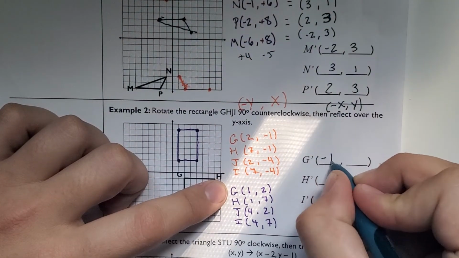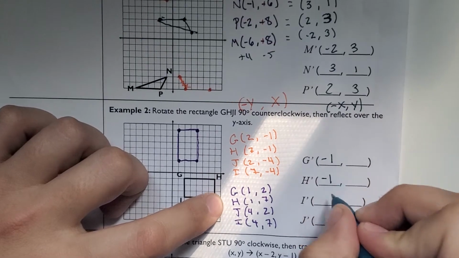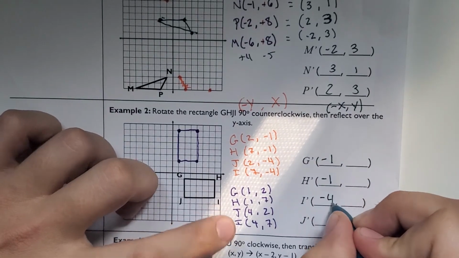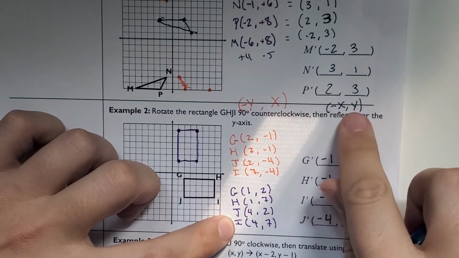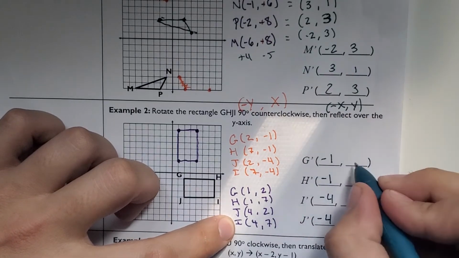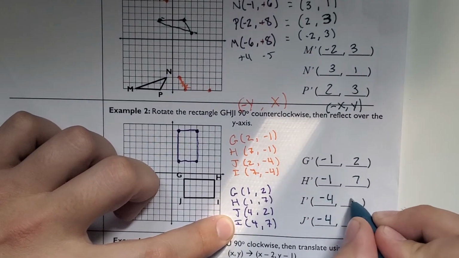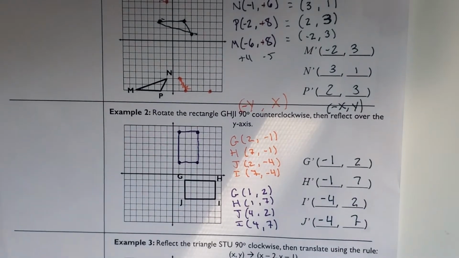So G is going to become negative 1, H is going to become negative 1, J is going to become negative 4, and I is going to become negative 4. And all my y values stay the same, so 2, 7, 2, 7 stays the exact same. And that looks like my final points. Let's go ahead and try and graph that.